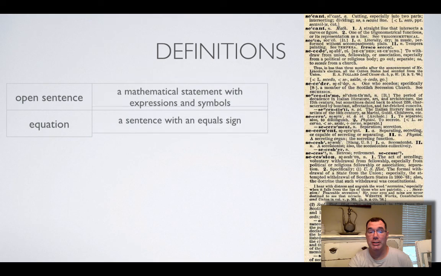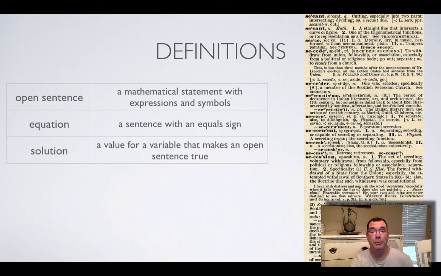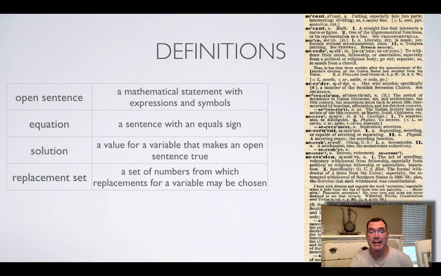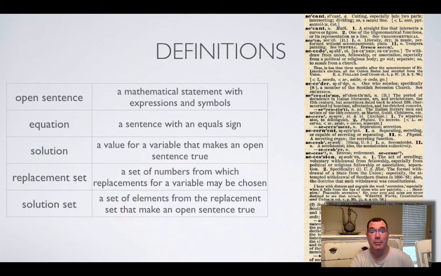And an equation is going to be a sentence with an equal sign as opposed to an inequality sign like less than or greater than. A solution is going to be some value that we can replace the variable with, and that makes the open sentence true. A replacement set is going to be any set of numbers that I can choose to take those values and replace the variable with those values. And then a solution set is any of those numbers that actually work and make the sentence true.